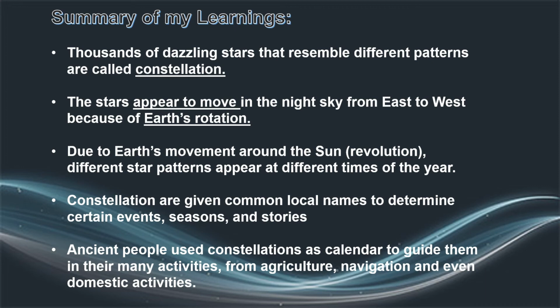Summary of my learnings. Thousands of twinkling stars that resemble different patterns are called constellations. The stars appear to move in the night sky from east to west because of Earth's rotation. Due to Earth's movement around the Sun, or what we call revolution, different star patterns appear at different times of the year. Constellations are given common local names to determine certain events, seasons, and stories.